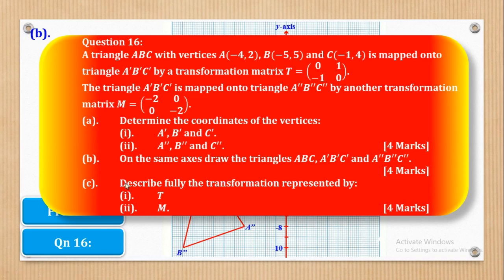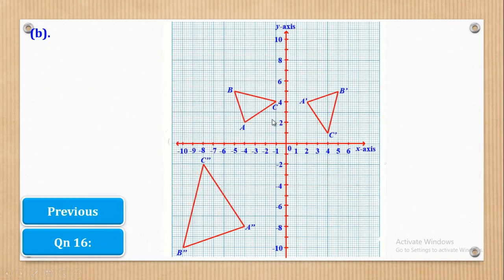Now part C says, describe fully the transformation represented by Roman 1 capital T and Roman 2 capital M. So let's start with capital T, which was the transformation from ABC to A prime, B prime, and C prime. So the transformation may be either a rotation, reflection, or an enlargement. But here it cannot be reflection, because if it was reflection, you would see here A would be at this point so that they are opposite each other and equidistant. So reflection is off. What about enlargement?